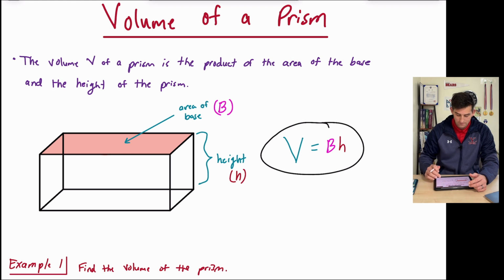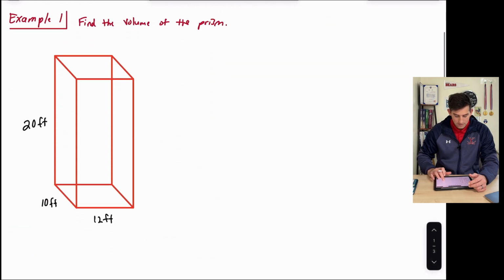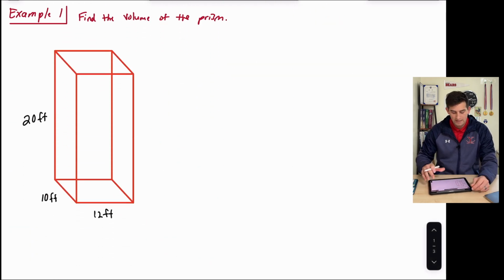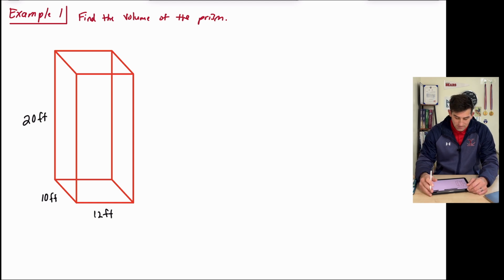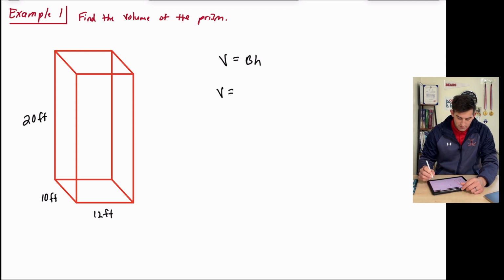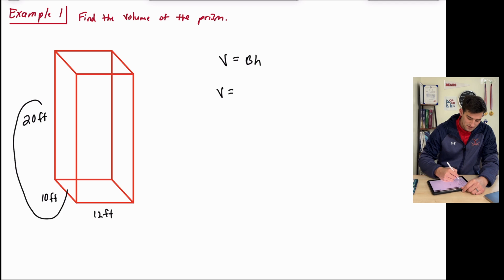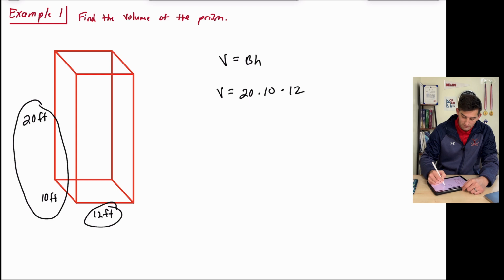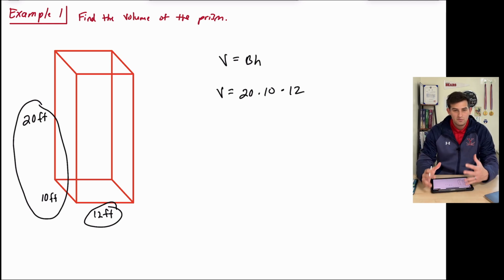distance here, okay? All right, so example 1, we have a rectangular prism, so we're trying to find the volume of it, okay? So we know volume equals area of the base times height, okay? So now let's say, for example, we want to do area of the base this way, right? So we would do 20 times 10, and then we would multiply it by the height, which would be 12, okay?